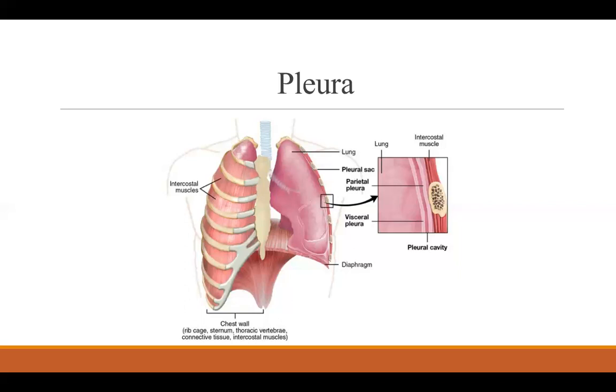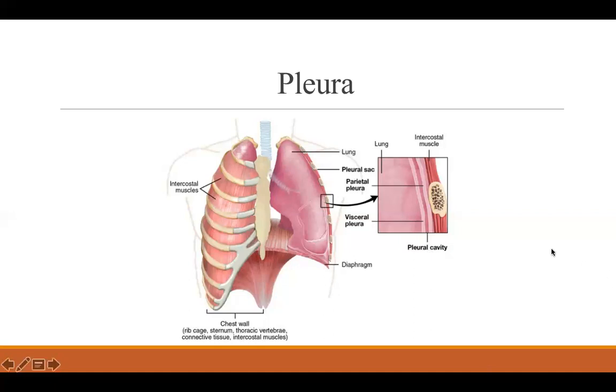Inner visceral pleura, that's shown here. This one here, this is all lung tissue, visceral pleura here. Then the outer layer, the parietal pleura. There is a thin space between the two called pleural cavity. Pleural cavity is the one that contains a small amount of fluid.